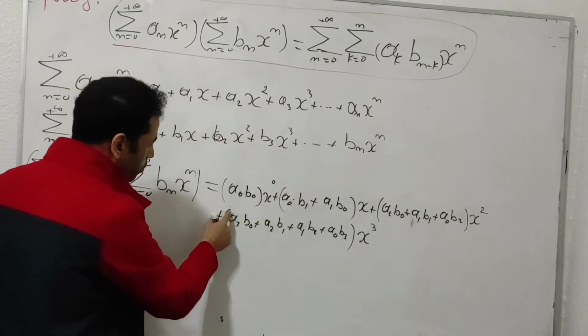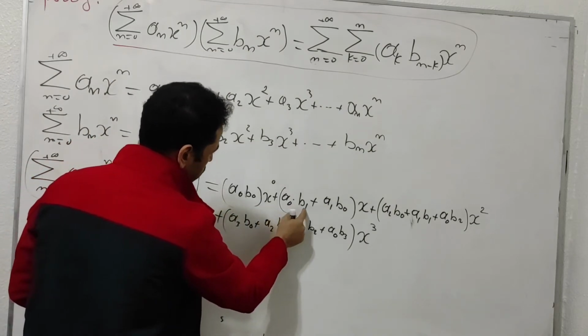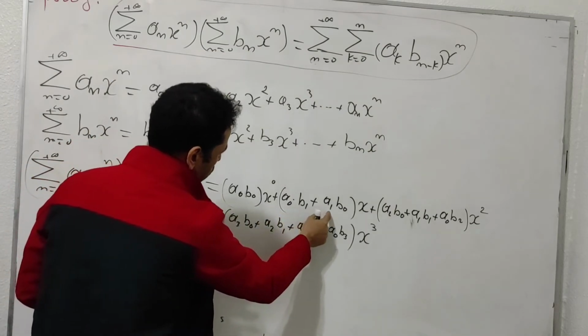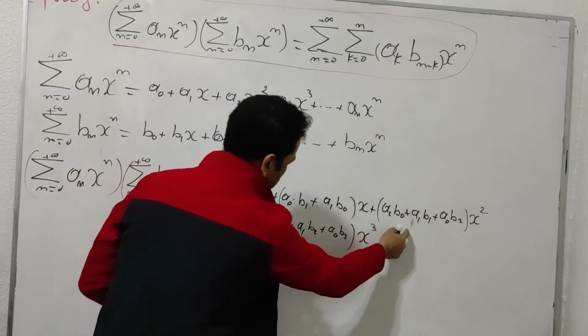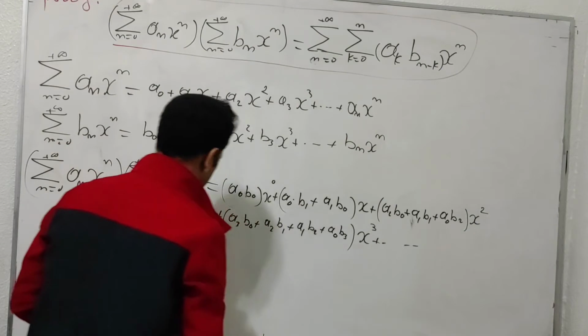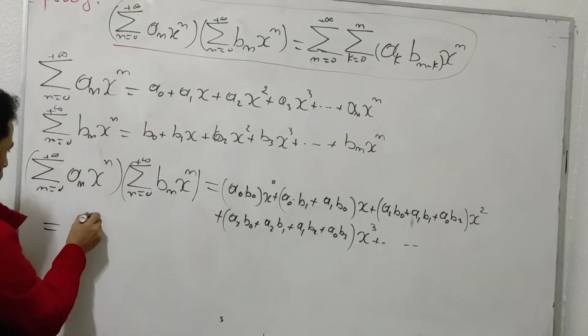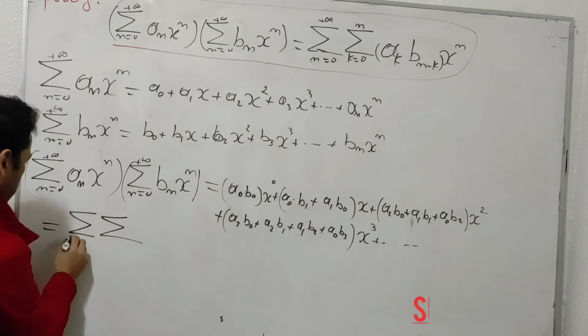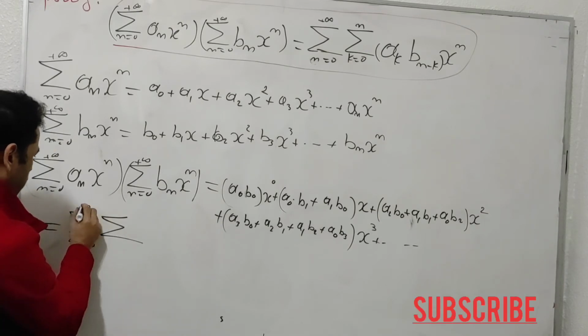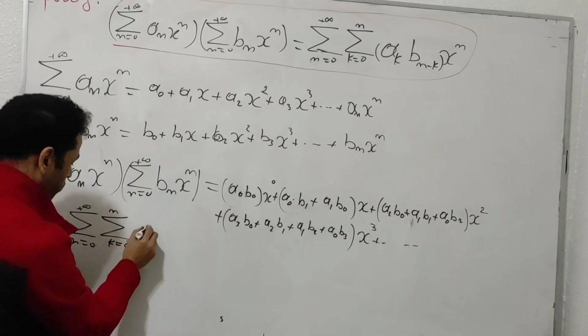So a sub 0 b sub 0. The second term, a sub 0 multiplied by b sub 1 plus a sub 1 b sub 0, and so on and so forth. There is a very strong relationship between these coefficients. I can do something with this now. So we'll have the double sum as n goes from 0 to plus infinity. In the second sum, k goes from 0 to n.